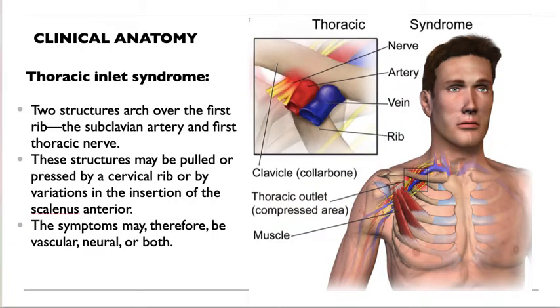Now, what is the thoracic inlet syndrome? There are two structures arching over the first rib, that is the subclavian artery and the first thoracic nerve. These structures may be pulled or pressed by the cervical rib or by variation in the insertion of the scalenus anterior, and the symptoms may therefore be vascular, neural, or both.